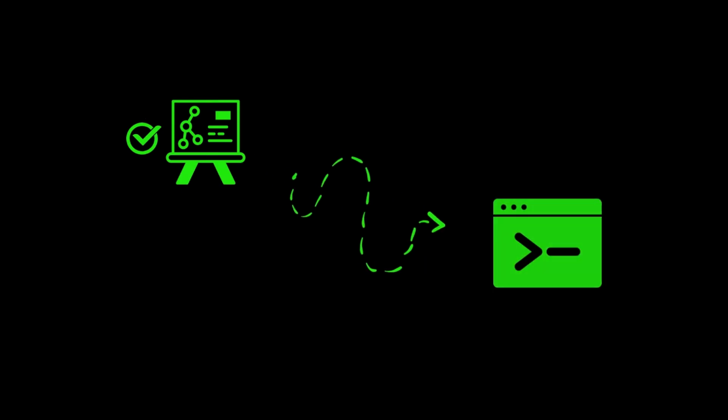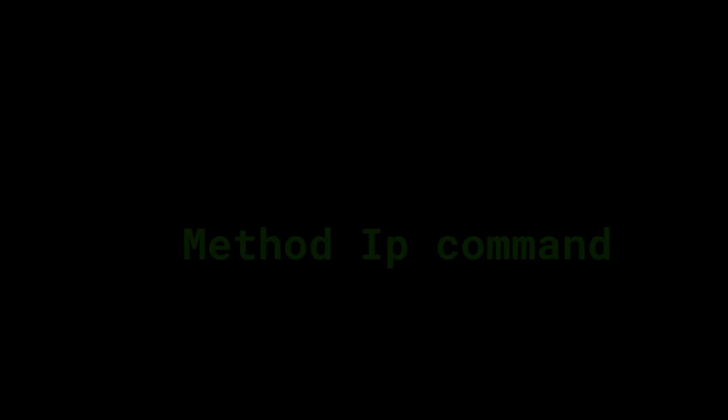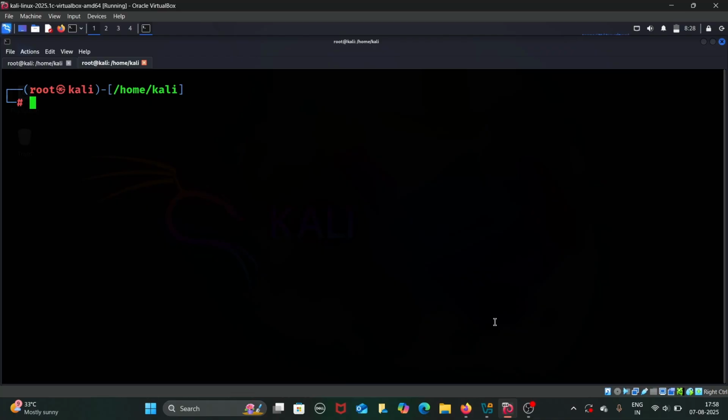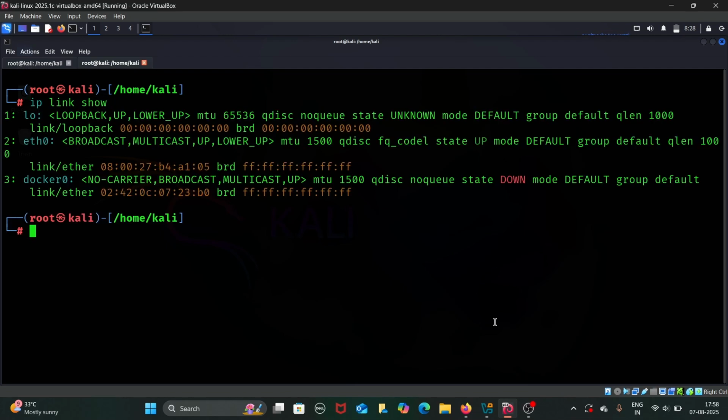Okay, theory is done. Now let's get our hands dirty. Time to hit the terminal. Before changing the MAC address, we have to know which network interface we are using. To list all the available interfaces on our system, use the command ip link show. I am in a VM, so my active interface is eth0.